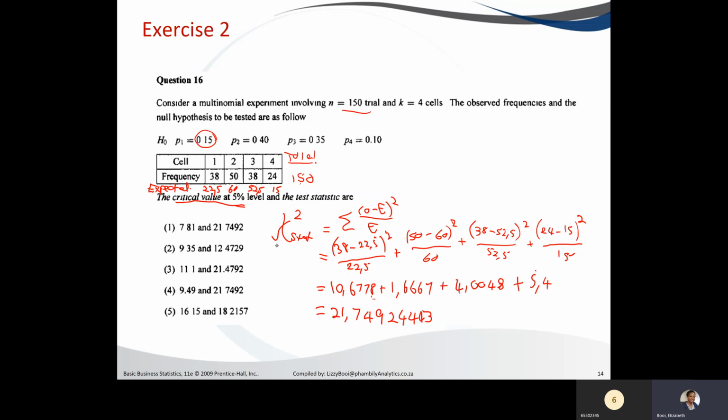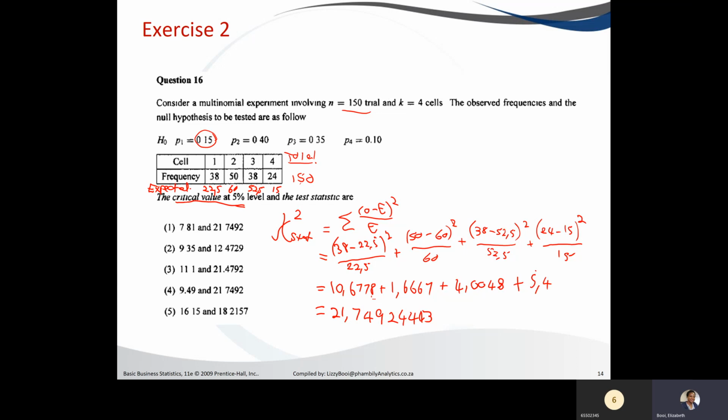So for example, that answer, 38 minus 22,5 squared divided by 22,5, is 10,6777777. Keep all the digits. And 50 minus 60 squared divided by 60 is 1,666666666. Keep all the digits. And 38 minus 52.5 squared divided by 52.5 is 4,04 some number. Keep all the digits. And 24 minus 15 squared divided by 15 is just 5.4.